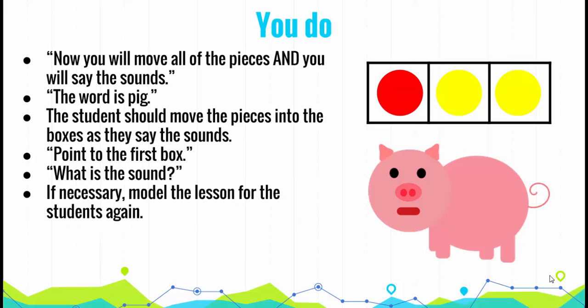The final portion is the you do, where students practice the skill with very little or no help from the teacher. In this section, you will give the students a CVC word, such as cup, and they will move the pieces into the acronym box as they say the sounds. After they move the chips, ask them to identify the first sound in the word. If a student is struggling, remind him to point to the first box and locate the red chip.